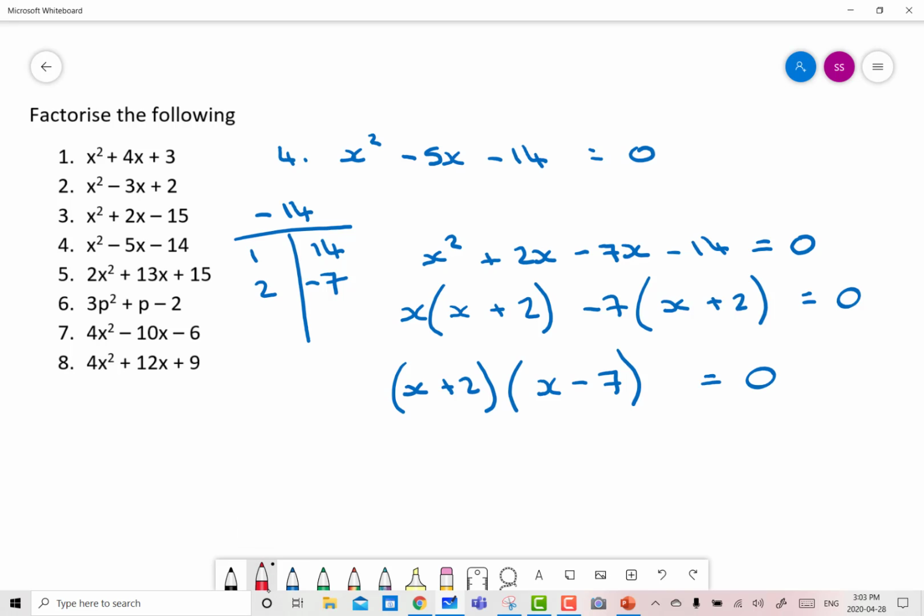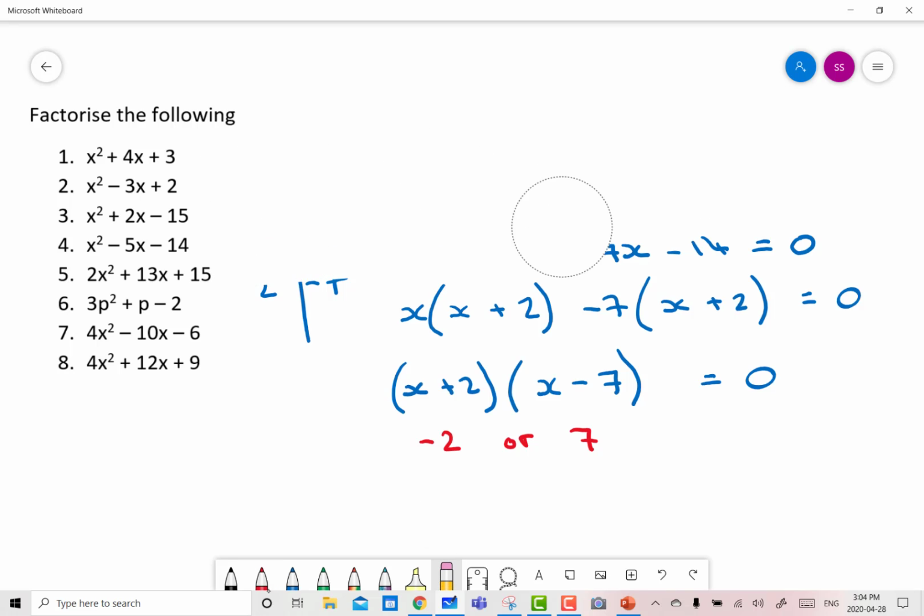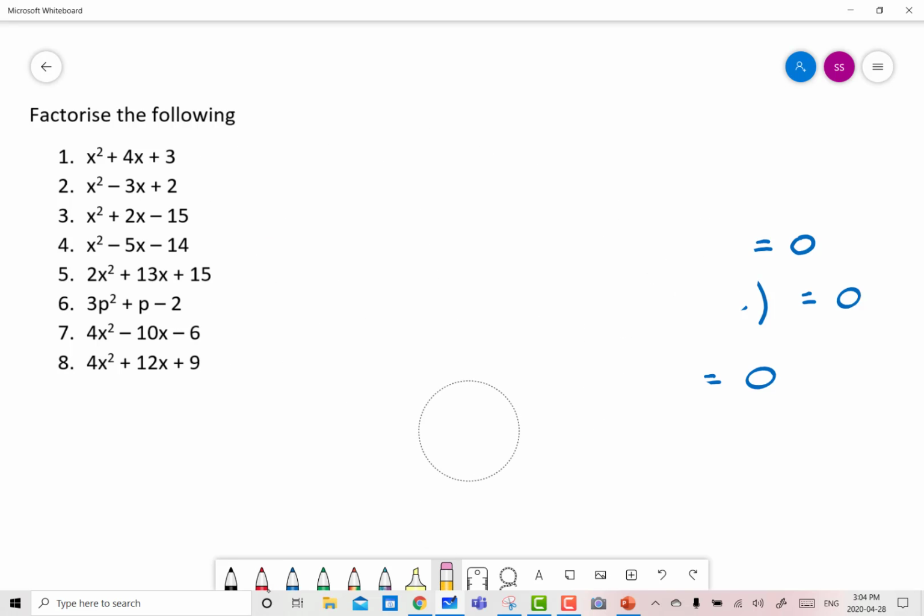So my solution to that then is x has to be either equal to negative 2 or plus 7 to satisfy that equation. So there are two answers there for question 4. And that's the end of the first half, where again all of the coefficients a here are equal to 1. Okay, let's look at the second half, where now our coefficients of x squared are not equal to 1.